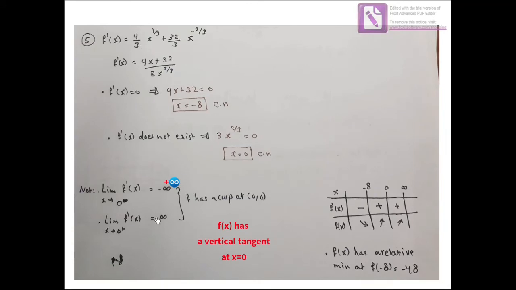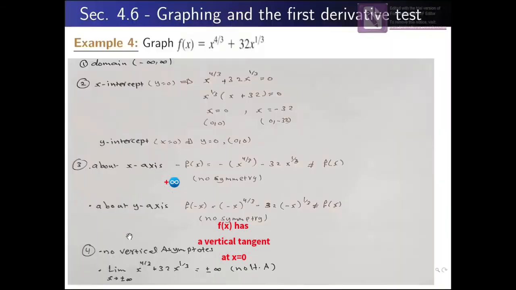Replace x by it, then you will get a big number which is infinity. So since here we have two different signs of the f prime x when x approaches 0, we conclude that f has a cusp at (0, 0). So we said that f has a cusp at (0, 0) because the derivative has two different signs when x approaches 0. So now to graph our function, we will use whatever information we have.